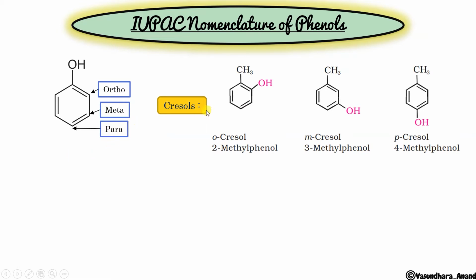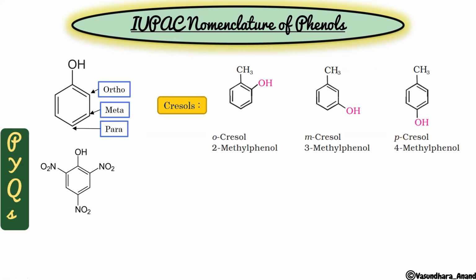So if phenol is having a CH3 group, it will be considered as cresol. If phenol is also having a CH3 group on either of its ortho, meta, para positions, then it will be called cresol. Only the naming will be changed. If it is at ortho, cresol, meta, then metacresol, and if it is just opposite, then it will be paracresol. Yes. Some PYQs for this.